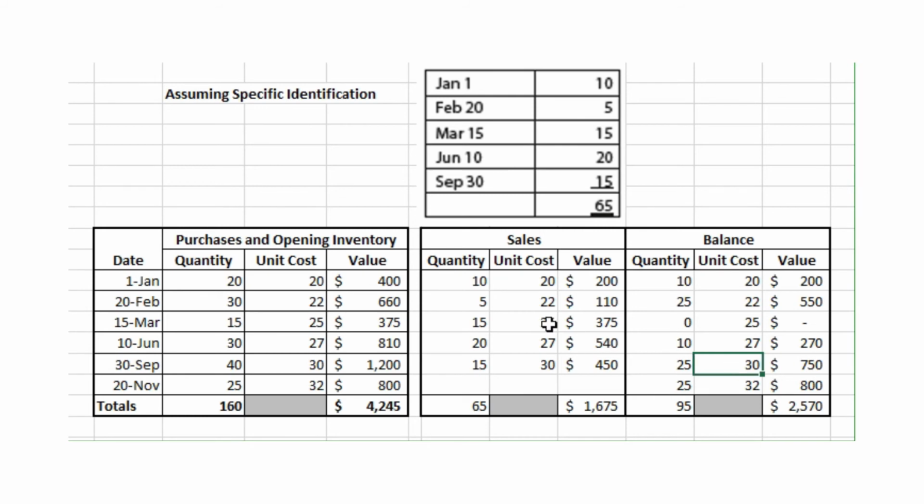So our opening balance of 20 units less the 10 sold gives a closing balance of 10 units at the $20 unit cost. So the value of our total inventory after going through each purchase lot will be $2,570.